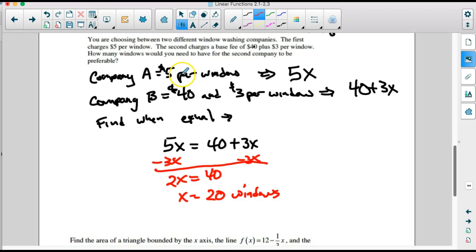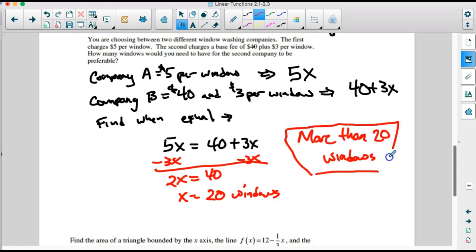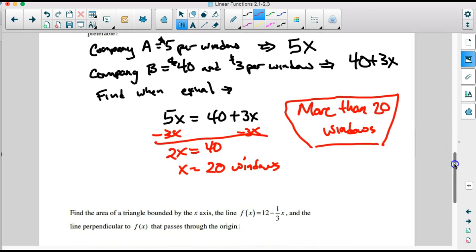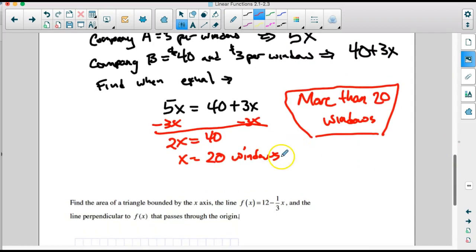Since this one is always going up faster, it's going to exceed the second one after 20 windows. It asks how many windows you have to have for the second to be more preferable. You'd have to say more than 20 windows. Or you could say 21 or more, if you want to keep a whole window. So 20 is when it's equal, but the second one is more preferable at 21 because it'll be $2 less. How did I know that? Because this is going up by 3 and this is going up by 5, and that's a difference of 2. So it'll be $2 less at 21 windows, and more than that after, but only one difference of 2 happens on the first window after the break-even point.